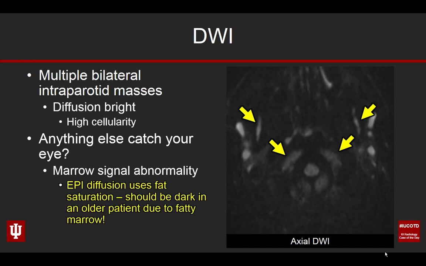And this is an EPI, or echoplanar, diffusion sequence. Those rely on fat saturation in order to generate the image, to prevent the chemical shift artifact that you sometimes see with silicone oil tamponade in the orbits, where it shifts the fat signal intensity off. So we have to give a nulling pulse as part of this in order to generate the images and cut down on artifact. Anything that's fatty should be suppressed, should be dark on this EPI diffusion sequence, and this marrow is not. This marrow is bright. That's not something we would expect to see in an elderly patient who should have fatty marrow.